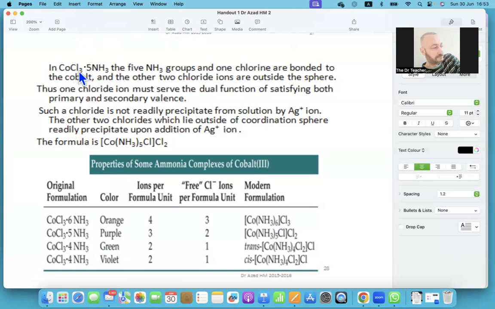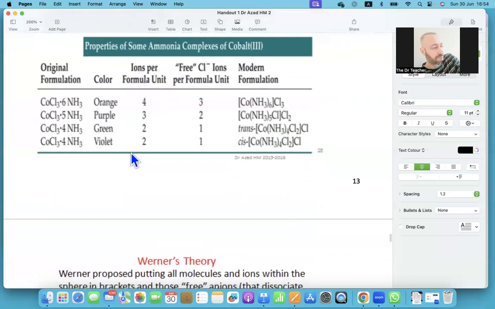5 NH3 and 1 chloride, so there will be a total of 6. And as you see here, if we talk about the properties of some ammonia complexes, we can see, as we explained before, that every compound depends on the ammonia group. There is a different color. Different color means different compound.